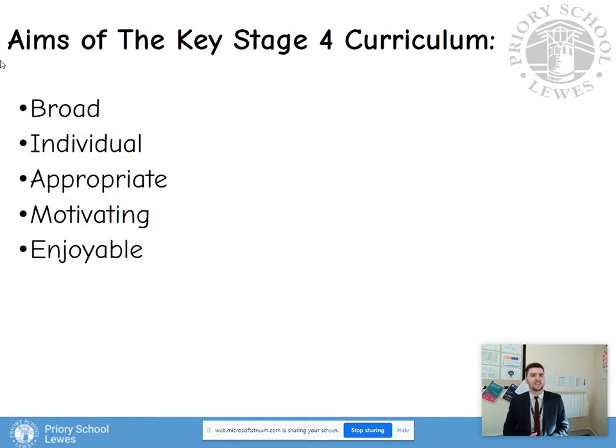What do we want our Key Stage 4 curriculum to be? Well, we want it to be broad. You know, some of you might dislike certain subjects, and that's fine. That's an opinion and a preference. But anyone with a bit of wisdom will tell you that you are so lucky to get the variety of subjects that you currently do.